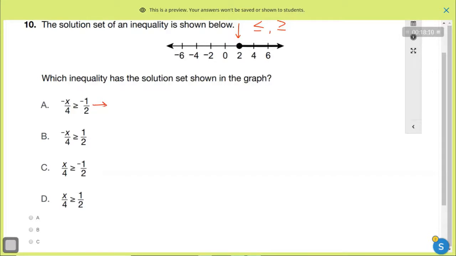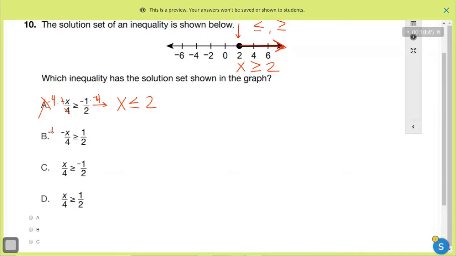I'm just going to start off with A here. If I multiply both sides by negative 4, that's going to eliminate this negative and 4 over here, resulting in x, but because I multiplied by a negative, I'm going to have less than or equal to, and then negative 4 times a half gives me positive 2. Right reference point, but wrong direction, because this is less than and I want greater than. This graph says x is greater than or equal to 2. So A is wrong. Let's look at the next one.